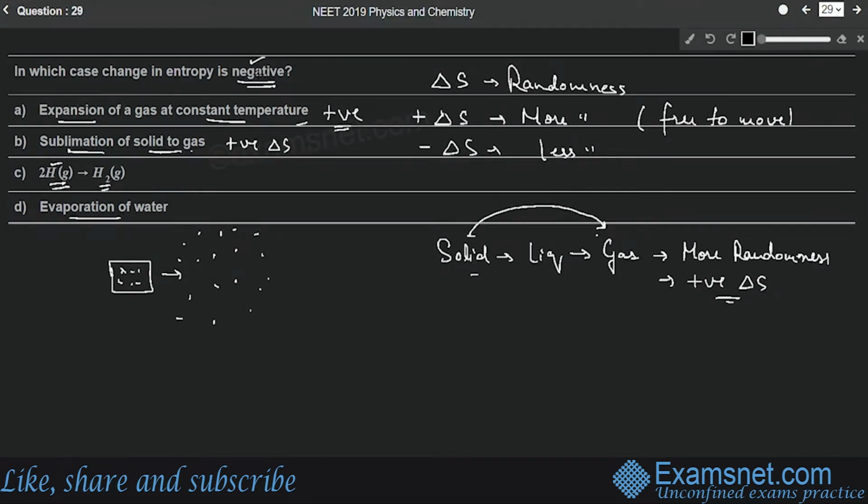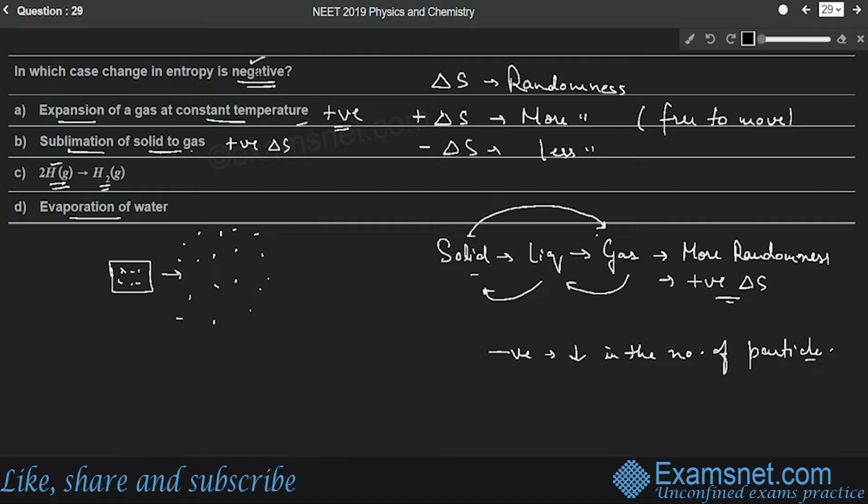Now again, for negative delta S, see, suppose if gas is converted to liquid or liquid is converted to solid, that is one condition when there will be negative delta S. Okay. Another condition for negative delta S is what? Decrease in the number of particles.